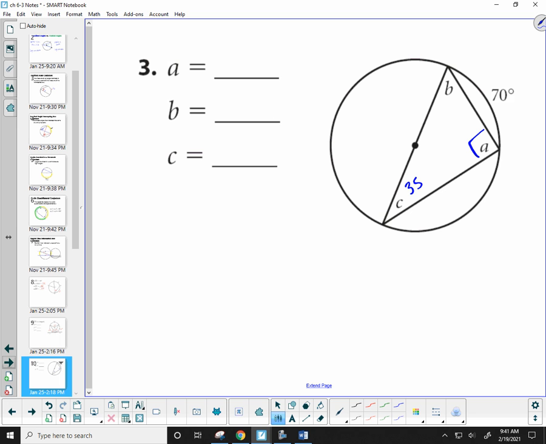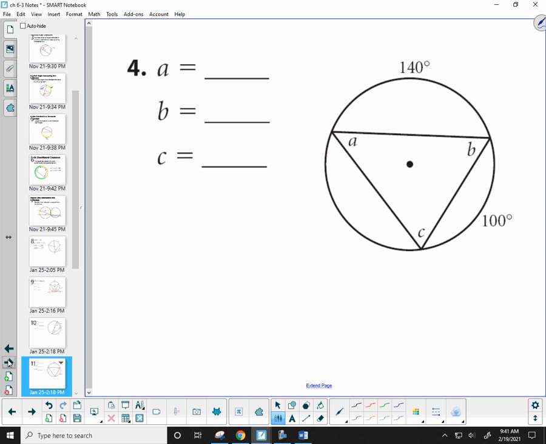Okay, then you can either get angle B because it's a triangle and you can take 180 minus 90 minus 35. Or if this is 70, because this is the diameter, this part has to be 110. So B has to be half of 110 because it's an inscribed angle. So it has to be 55. Is that okay?